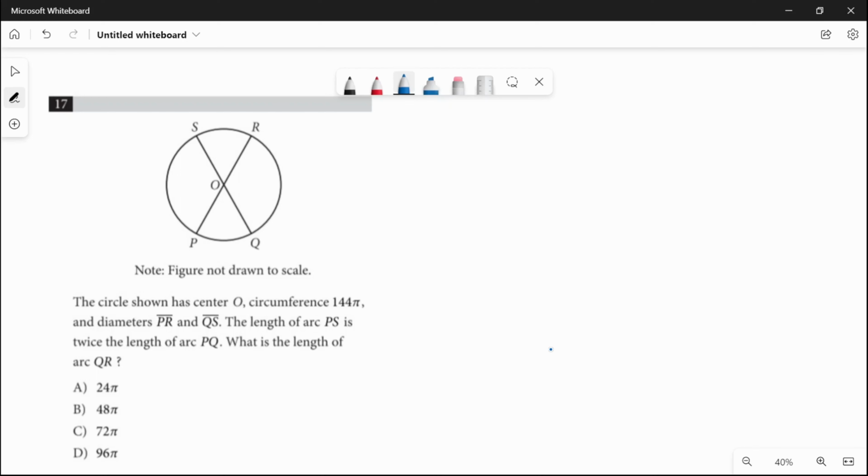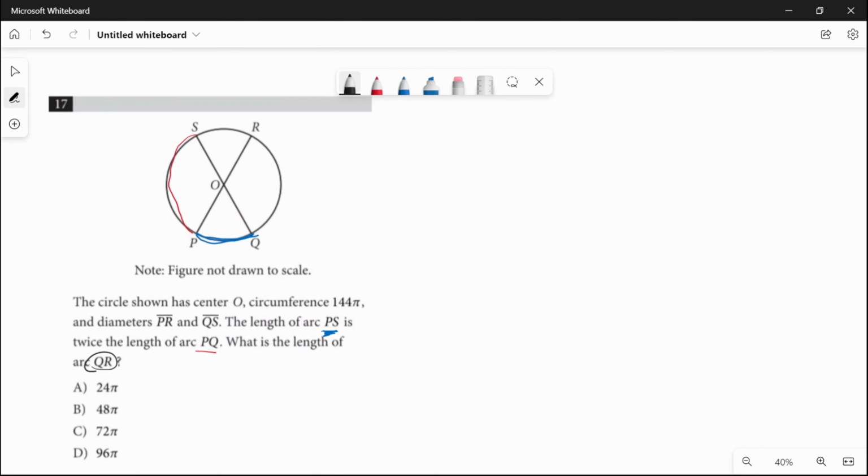Number 17. The circle shown has center O, circumference equal to 144 pi, and diameters BR and QS. The length of arc PS, which is this one here, is twice the length of arc BQ, which is that one in blue. What is the length of arc QR?